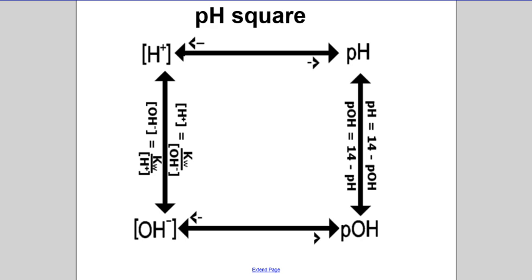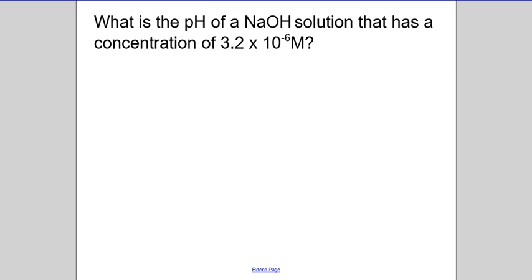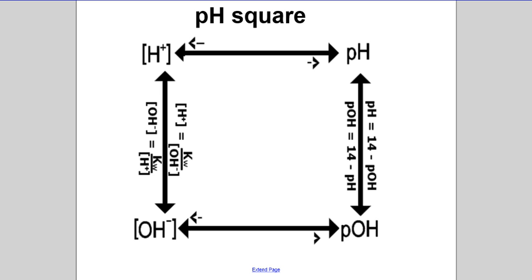So let's look at an example of what that looks like. Here we want to know what the pH is of an NaOH solution that has a concentration of 3.2 times 10 to the negative 6th. We have sodium hydroxide, so we have this OH here. That means we are probably going to start here. We can start with concentration of OH, and we need to get to the opposite corner to get to pH. We can either go up and around, from OH to H plus and then pH, or we can go from OH to POH and pH. I personally think this route is easier, so that's the one I ended up doing.